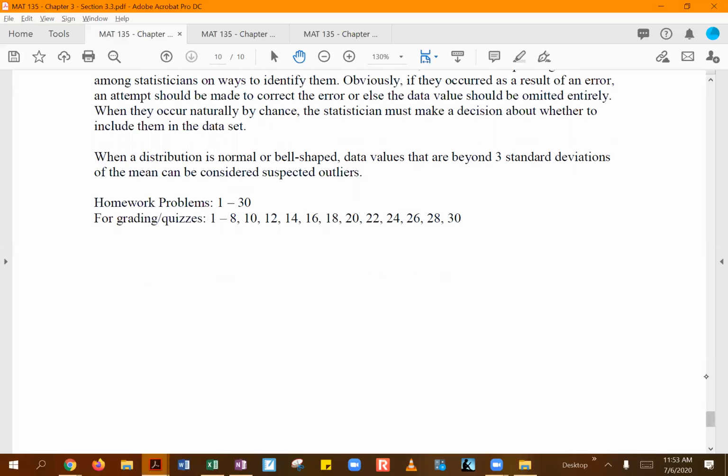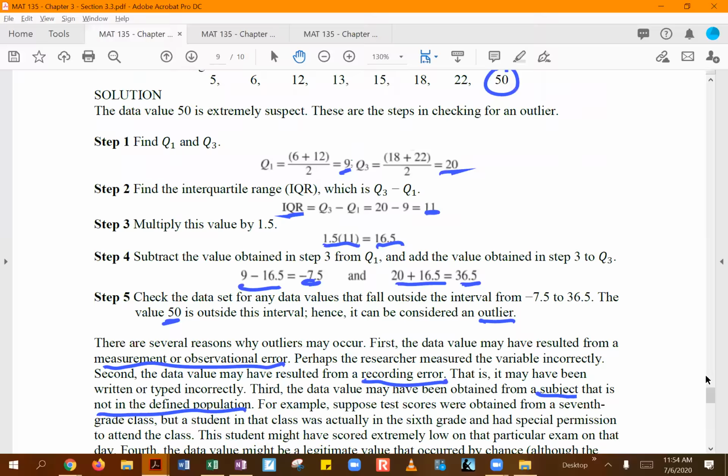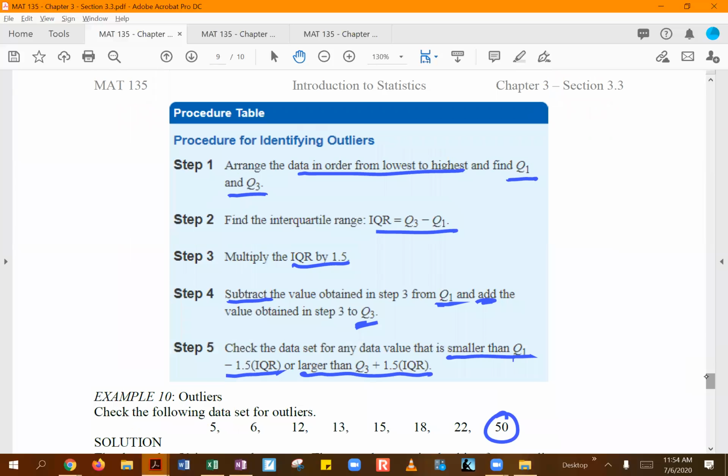So they're talking about here, when a distribution is normal or bell-shaped, data values that are beyond 3 standard deviations of the mean can be considered as suspected outliers. And we can talk about that when we look at the normal or bell-shaped distributions in chapter 6. Okay, so let's do a couple examples on calculating these outliers.